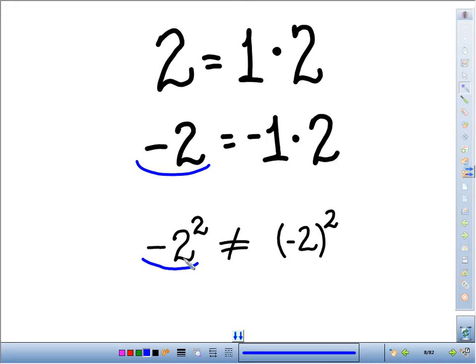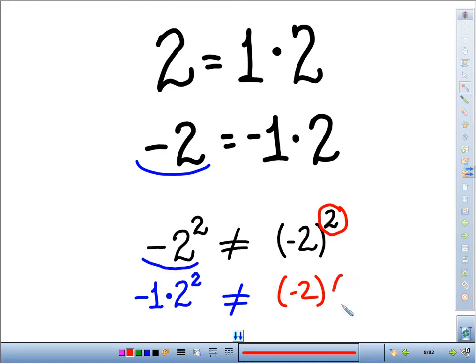Yeah, so I can rewrite it as negative 1 times 2. And what is the power on the 2? 2. Everybody see that? Okay, let's look at this one. And we're still saying this is not the same as that. Look at this one. This is saying that we need to multiply this factor how many times by itself? Twice. So therefore this is negative 2 times negative 2.